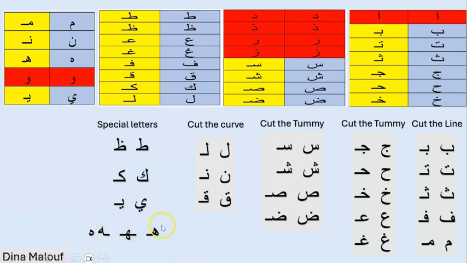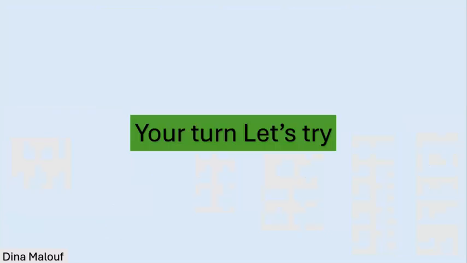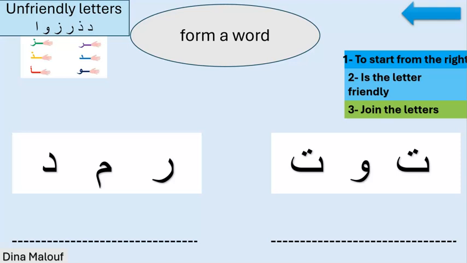If it's at the start, we put it this way. If it's in the middle with two friendly letters, it's this way, and at the end, it's this way. This shape is used if it's at the end and the letter before is friendly, and the last one, it's at the end, but there is no hand if the letter before was unfriendly. And of course, these are the unfriendly letters. Now it's your turn to try. I want you to stop the video, try to do it, follow the steps, and write the word from the right.